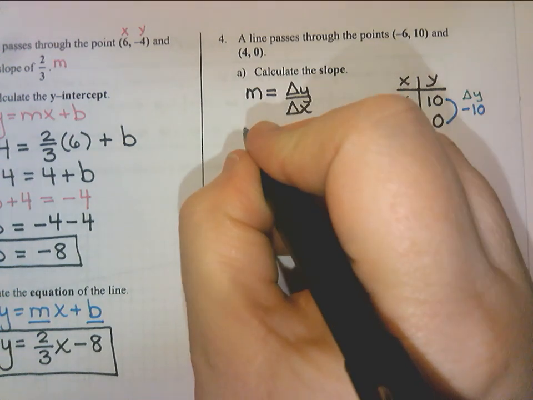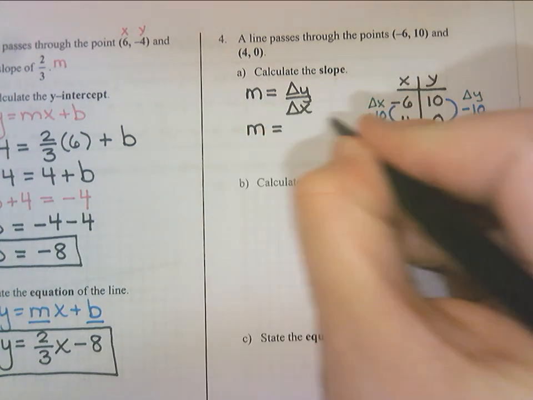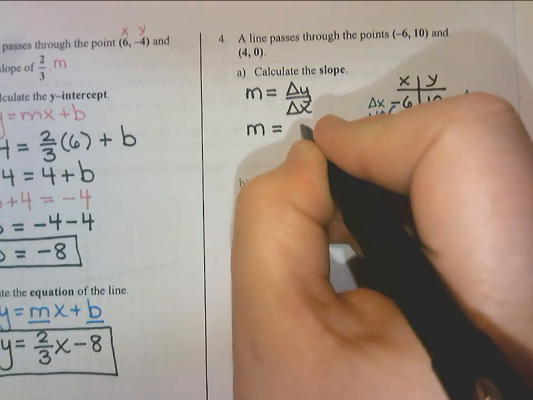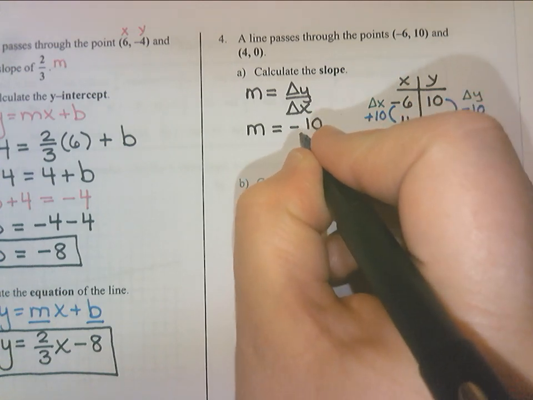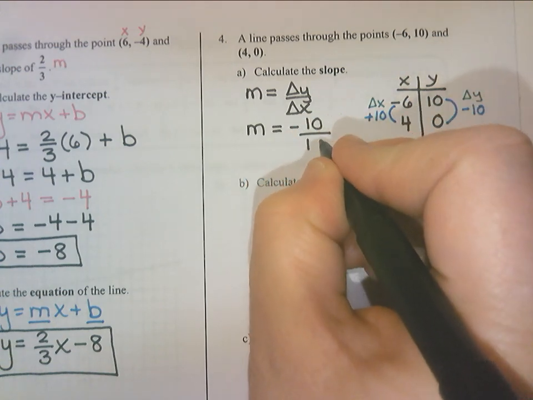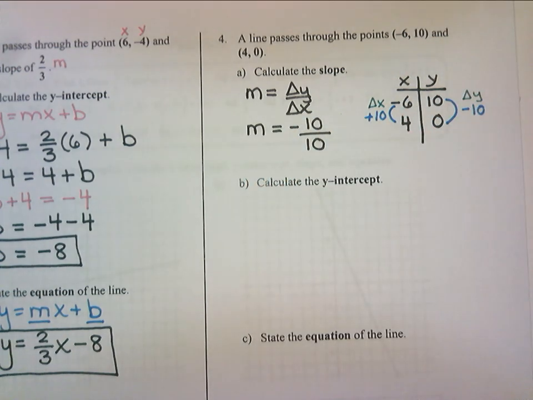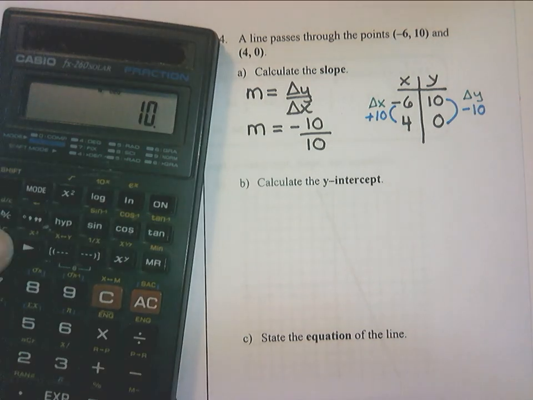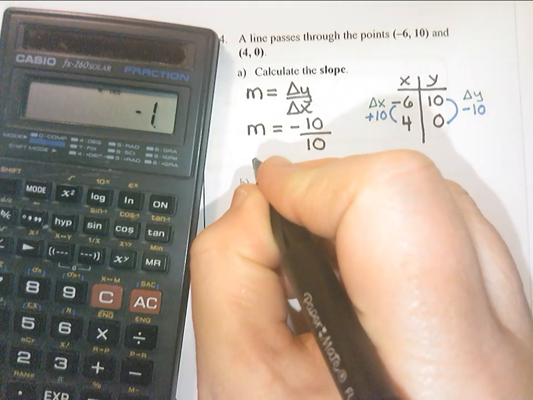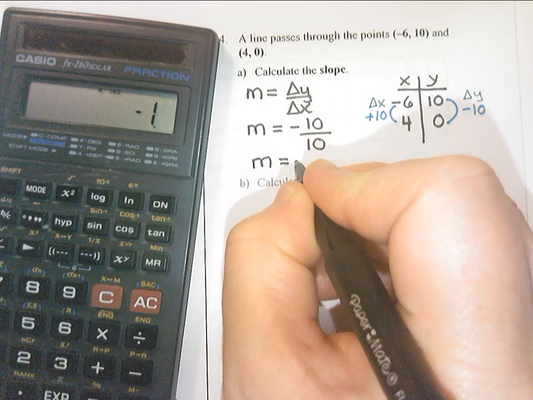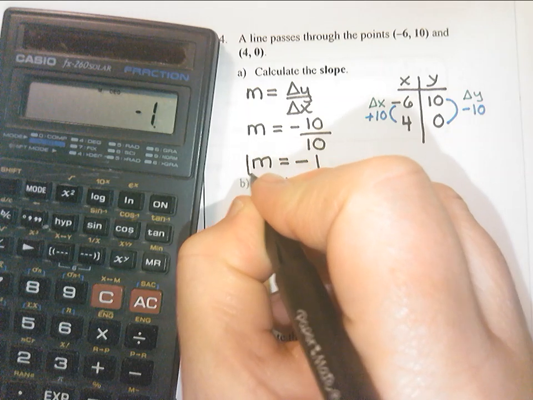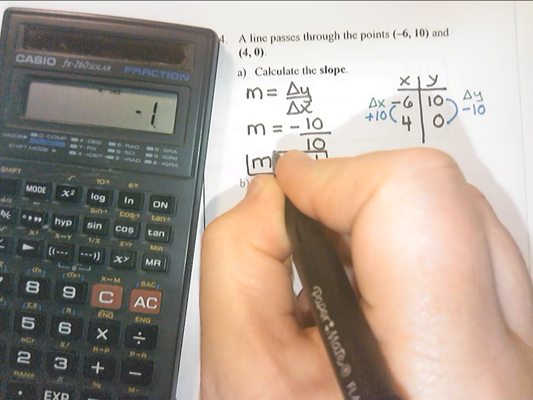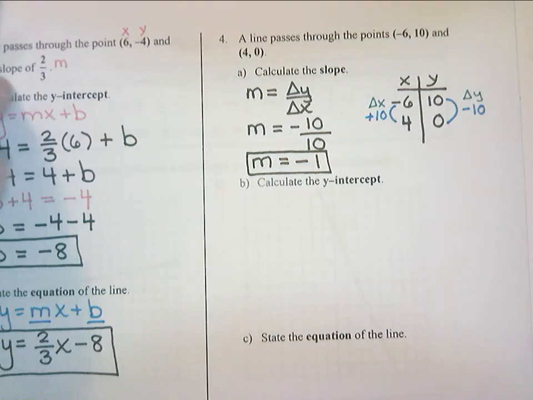So my slope is going to be delta y, -10, over delta x, +10. Now I do always want to check if that divides out nicely. So if I do -10 divided by +10, I get that it's -1. If it was a decimal, I would leave it as the fraction, but it divides out nicely, so I'm going to use that number instead.